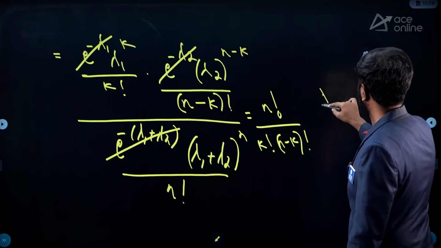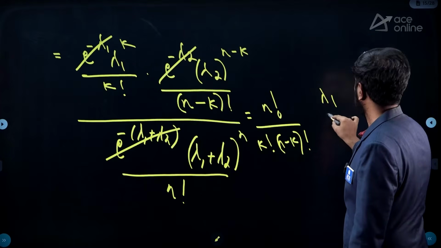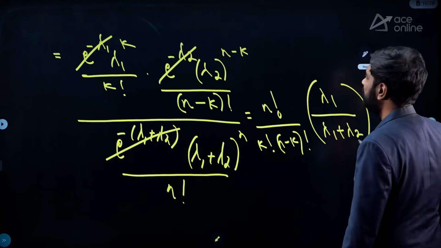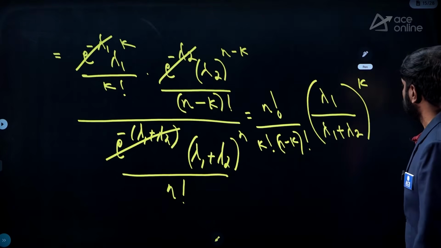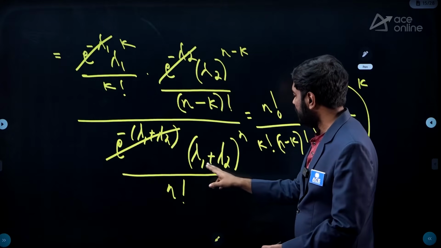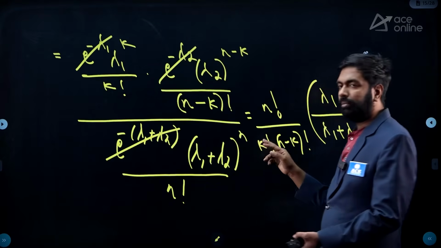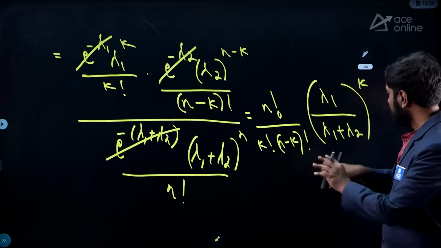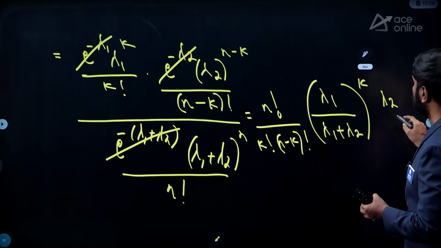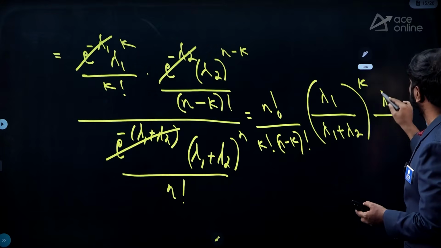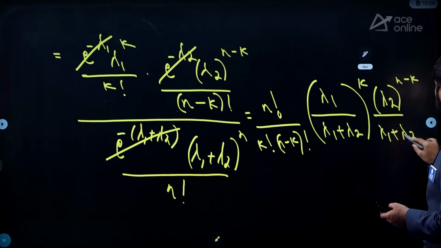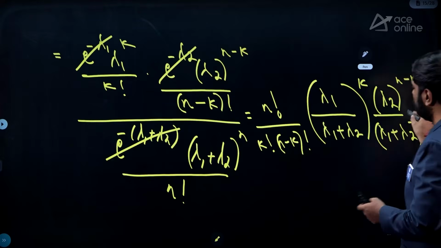Check this. Lambda 1 by lambda 1 plus lambda 2 whole power k. Okay, lambda 1 power k is anyway available. And then here I have lambda 1 plus lambda 2 whole power n. Whole power n can be written as n minus k plus k, and then I separated them. And then what is left is lambda 2 power n minus k, and here lambda 1 plus lambda 2 whole power n minus k. You can actually club them.